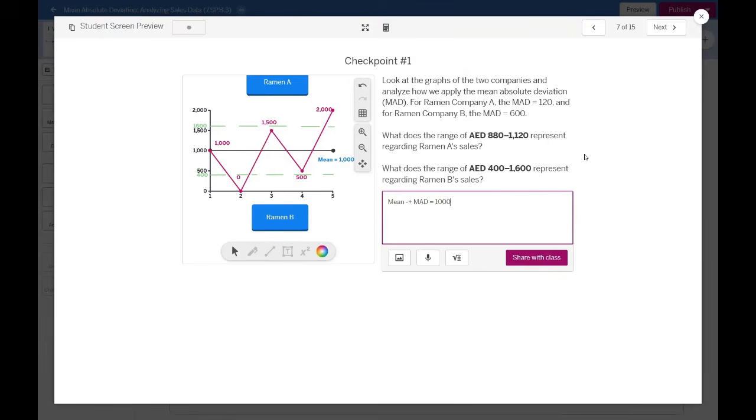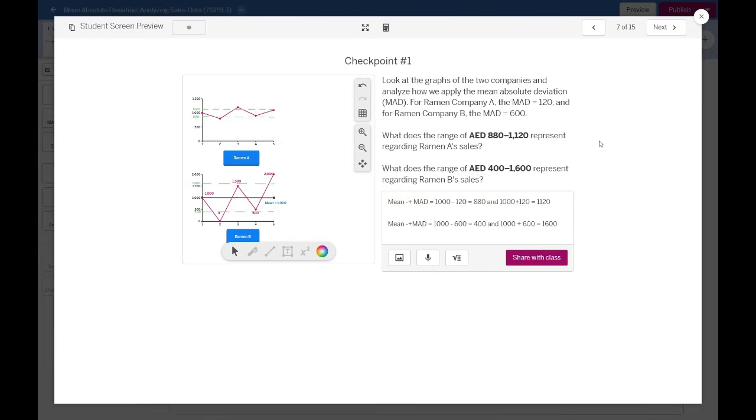So we have 1000 minus 120, which is equal to 880, and 1000 plus 120 is equal to 1120. Same goes with Ramen B: mean minus and plus the MAD, 1000 minus 600 is equal to 400, and 1000 plus 600 is equal to 1600. So there you have it, we now have the range of deviation.